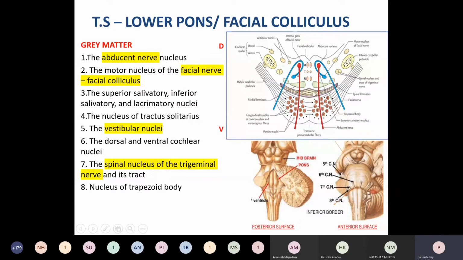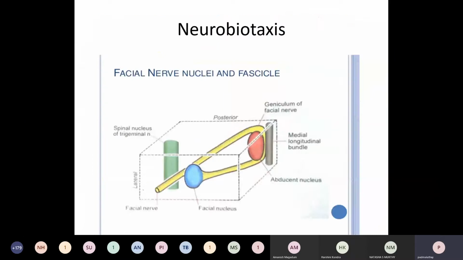So this is the trapezoid body, beneath which the nucleus of the trapezoid body is present. So these are the gray matter present in the section of the facial colliculus. So you remember the nerves which are emerging from the pons. So you can remember the cranial nerve nuclei present in the tegmental part of the pons at the level of the facial colliculus.